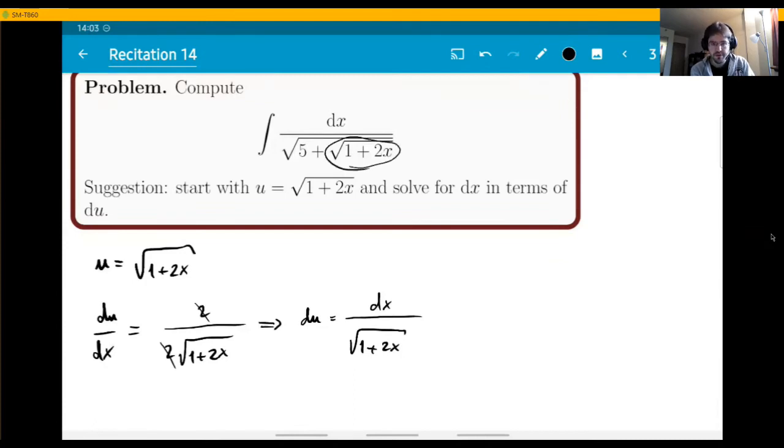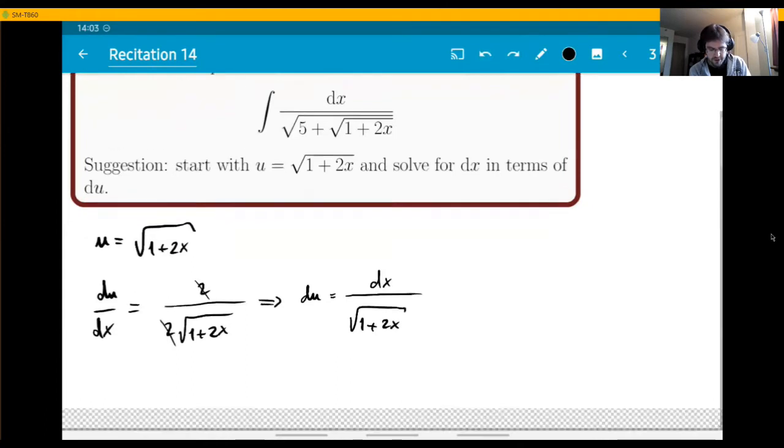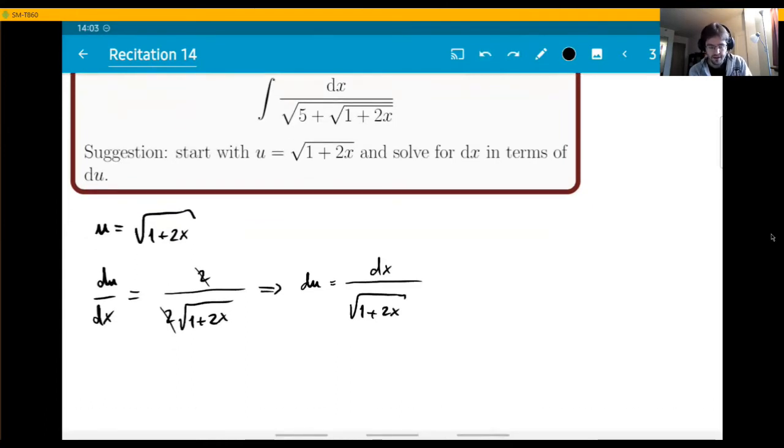That's going to get replaced with u. And then the problem is when you do this u substitution, you don't see this particular expression appearing anywhere in the integral. You see just a dx in there. So what we can do, this is what the hint here, the suggestion is talking to us about: solve for dx in terms of du. We can do that. dx is equal to square root of 1 plus 2x du, which we can also write as u du.